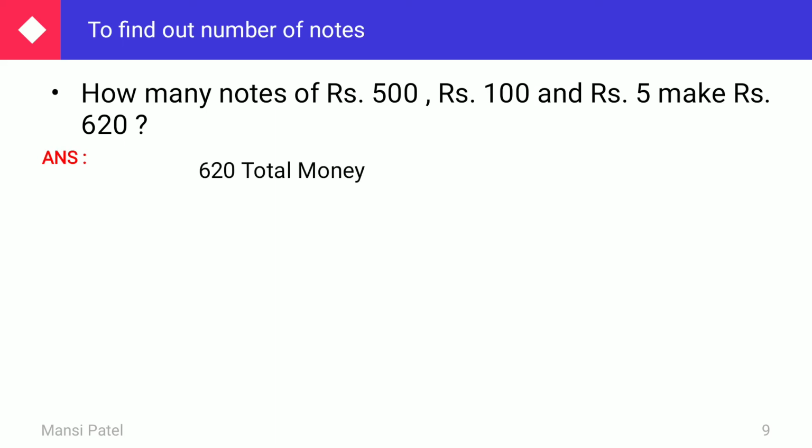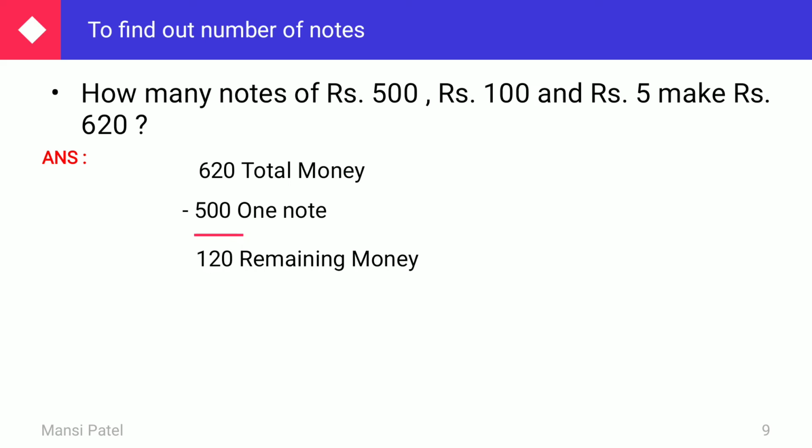First you know that the total money is 620. From this you have to subtract the first big note, that is rupees 500. So we just subtract rupees 500 from this total money. After subtracting 620 minus 500, how many rupees are remaining? 120 rupees are remaining.